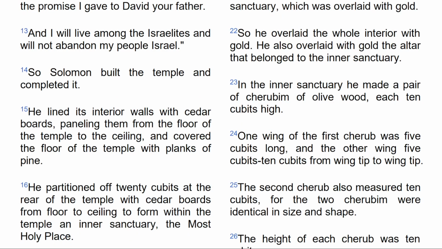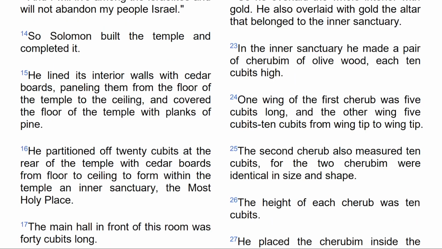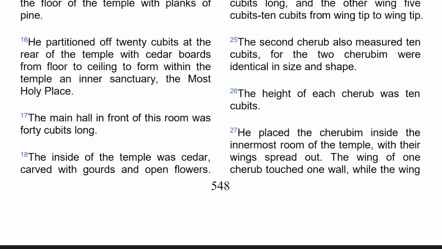In the inner sanctuary he made a pair of cherubim of olive wood, each 10 cubits high. One wing of the first cherub was 5 cubits long, and the other wing 5 cubits, 10 cubits from wingtip to wingtip. The second cherub also measured 10 cubits, for the 2 cherubim were identical in size and shape. The height of each cherub was 10 cubits.